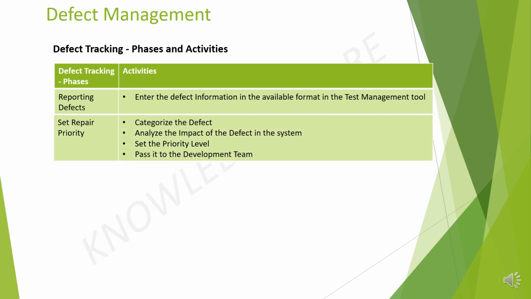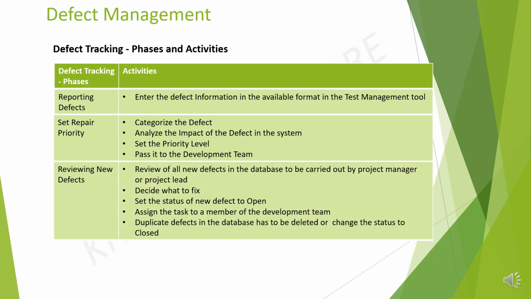Next in the defect tracking phase is setting the priority level of the defect. The activities to be performed during this phase are to categorize the defect, then analyze the impact of the defect in the system, then set the priority level and pass it on to the development team.